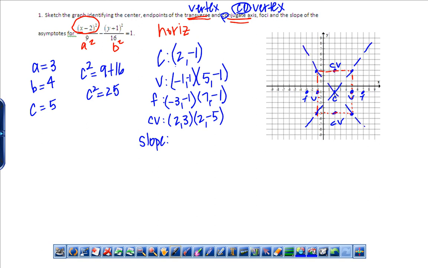It's easy with a graph because you can do rise over run. So 4/3. And then if I go opposite, that would be negative. So your slopes are going to be positive and -4/3.